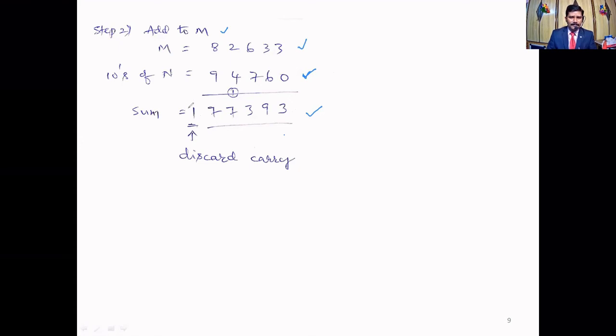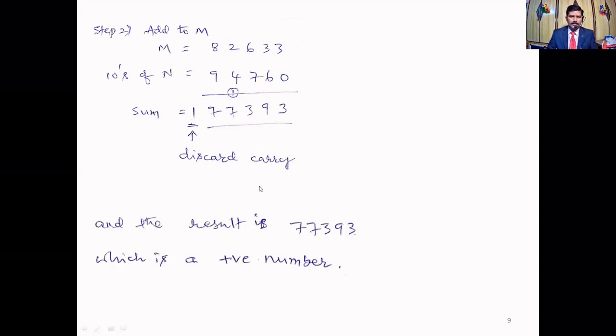See, observe here. There is a carry. Just discard that carry, and the result is a positive number. This is the answer. Discard the carry. This is a positive number. So the result is 77393, which is a positive number.